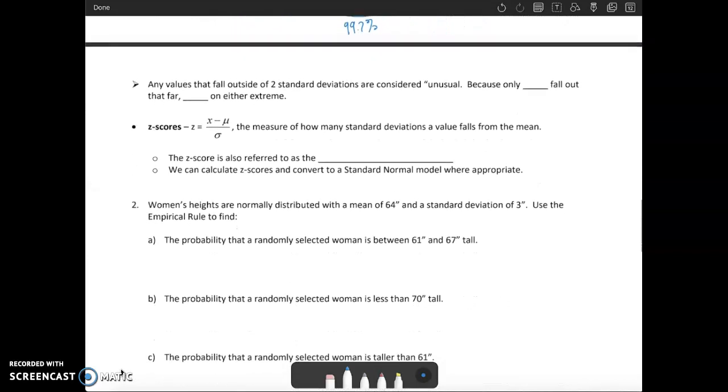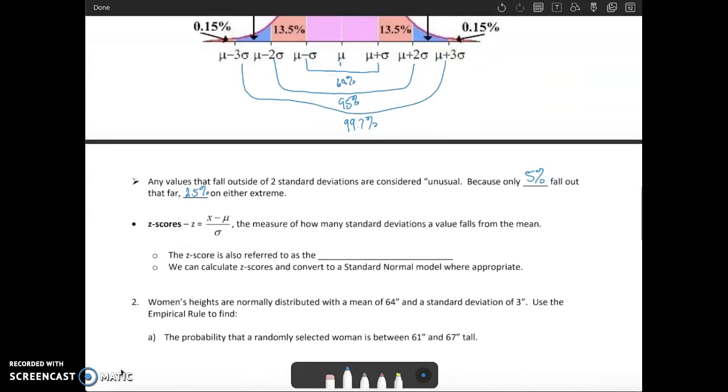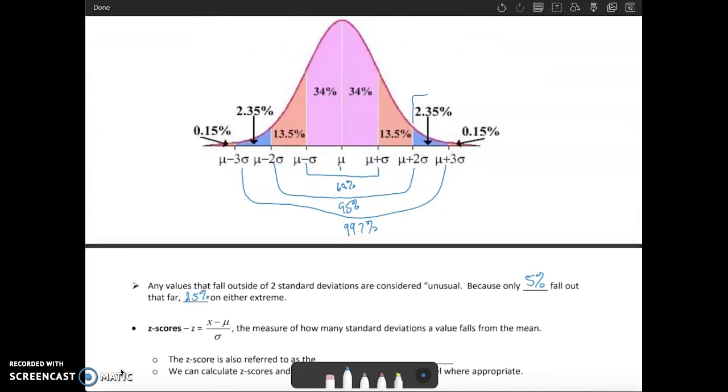We also know that any values that fall outside of two standard deviations from the mean are considered unusual because only 5% fall that far out, 2.5% on either extreme. So anything outside of here and here is considered unusual. Because again, there's 2.5 total percent out here and 2.5% going this way from this two standard deviation mark outward.